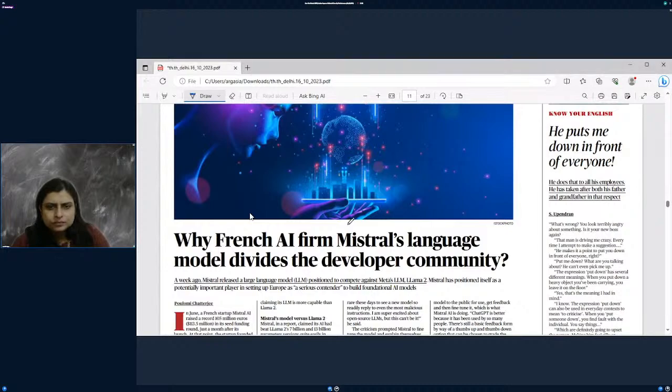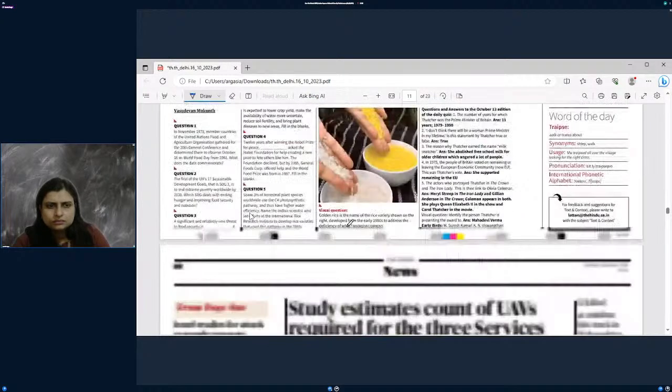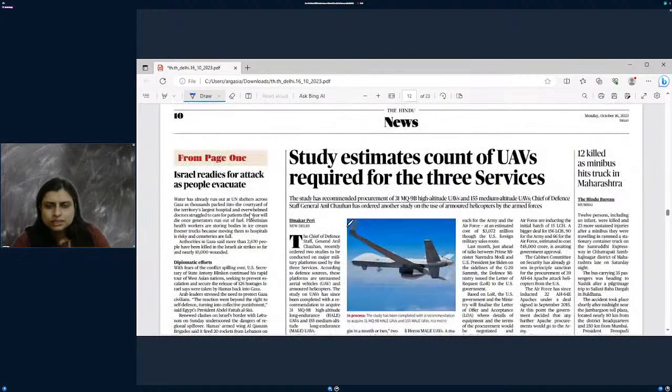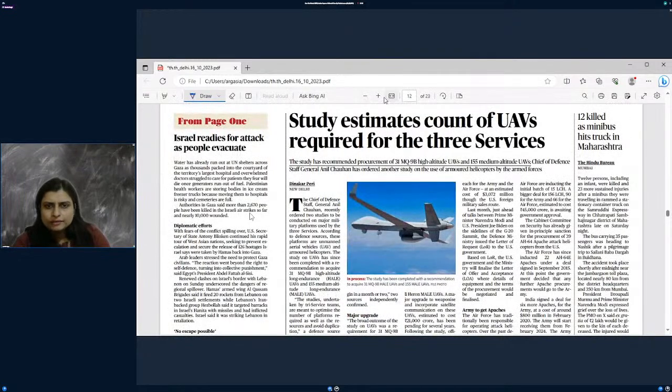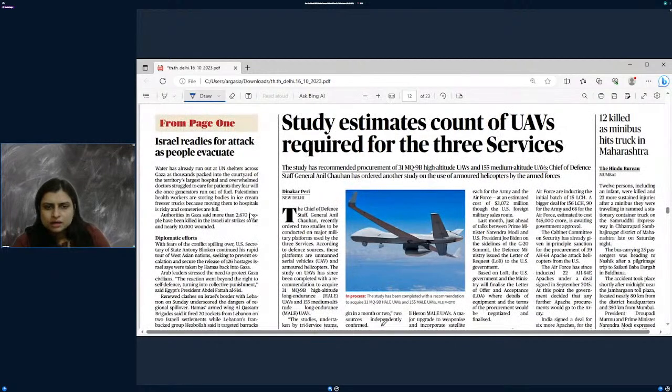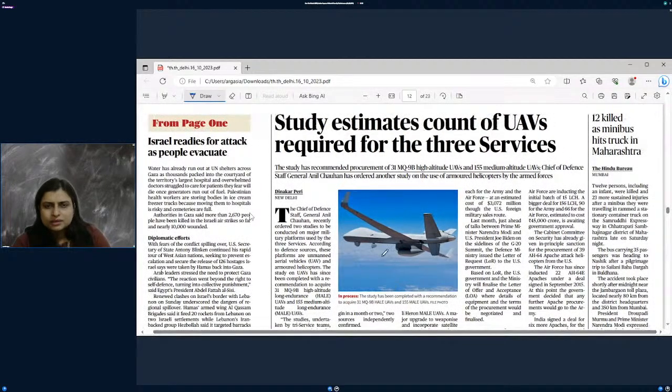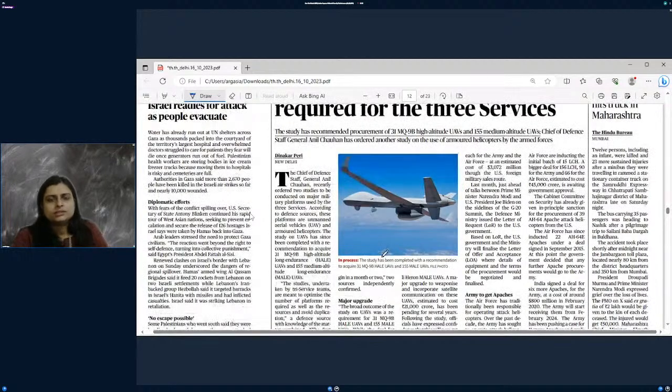Study estimates counts of UAVs. UAVs are unmanned aerial vehicles required for three services. That means UAVs have been opted for three services. The study has recommended procurement of 31 MQ-9B high altitude UAVs and 155 medium altitude UAVs.